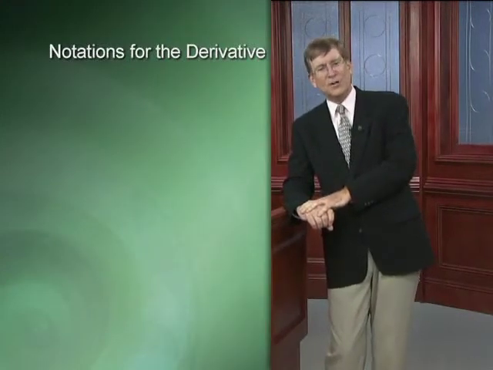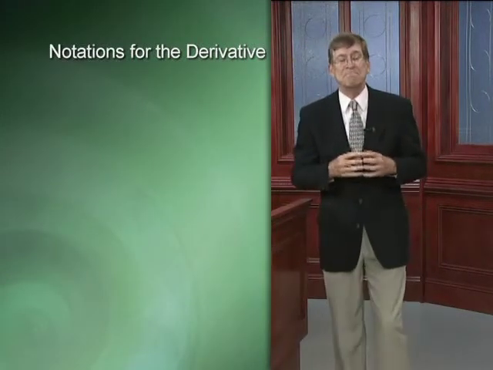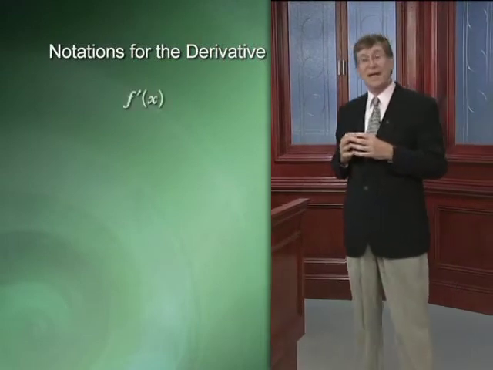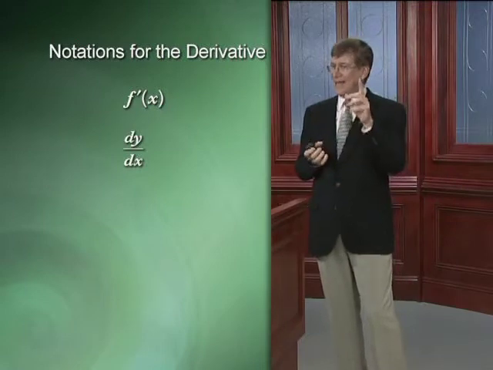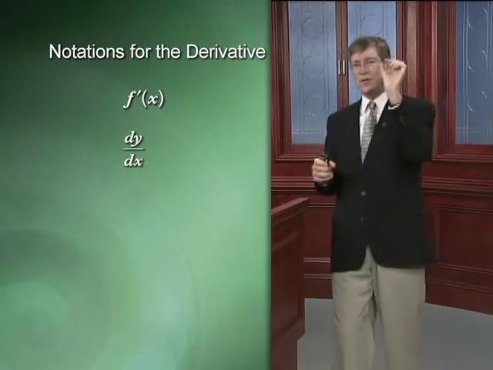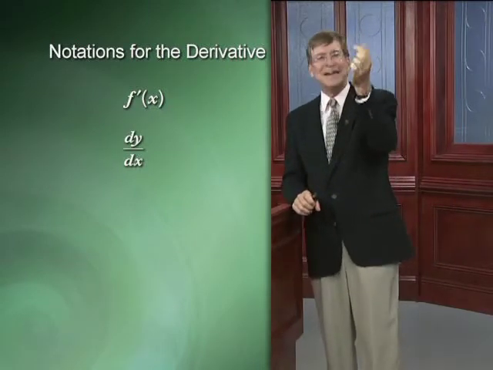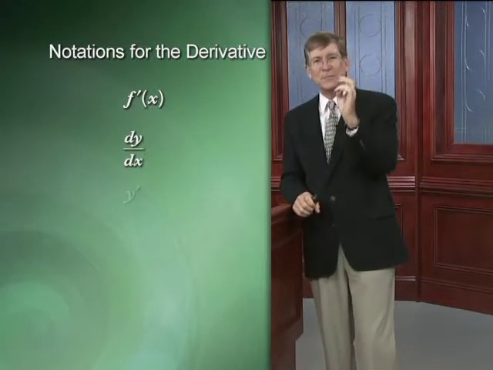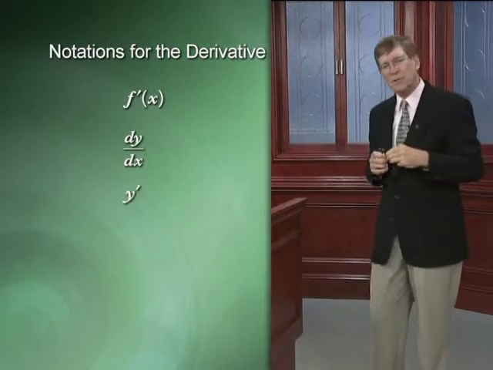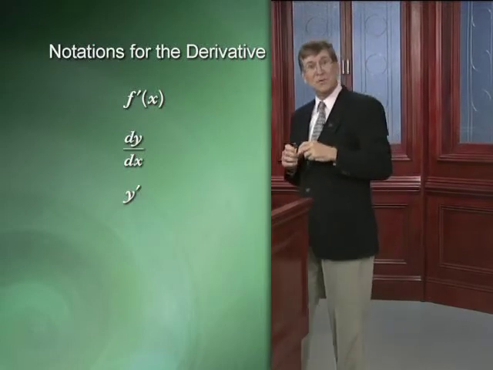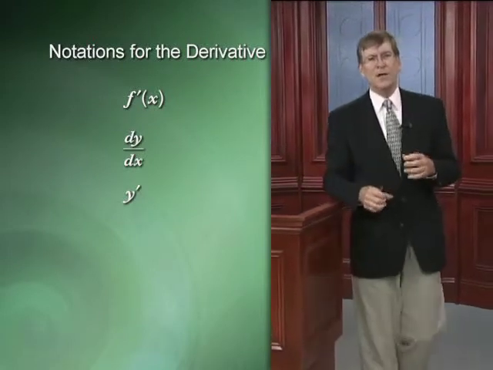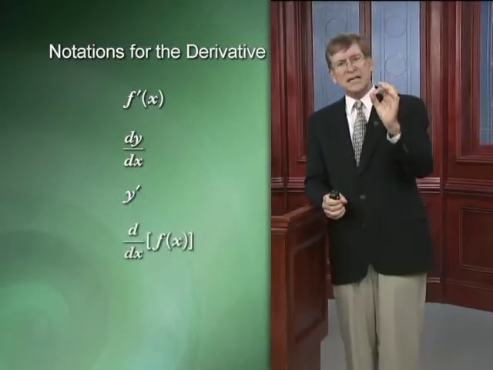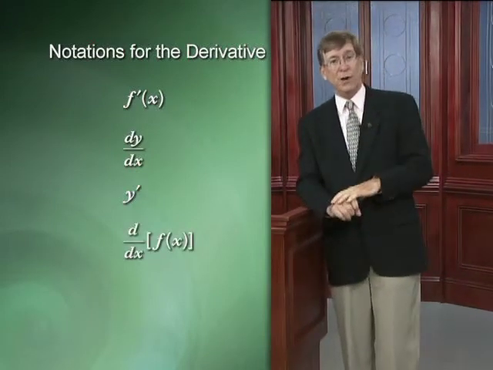Here are some of the notations you might see in other calculus books or in physics and engineering books. f prime of x or dy dx. I like that notation because it reminds me that the numerator is the change in y and the denominator is the change in x. y prime is a very common notation. I like that notation because it's not too hard to write down, just y prime. Another notation is d dx of your function, which you put in brackets.